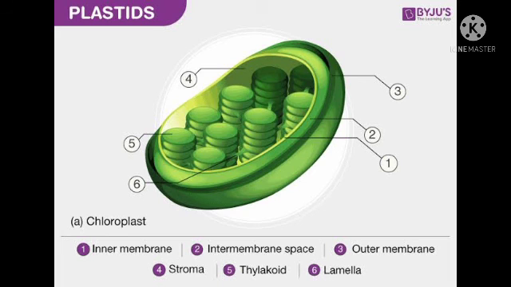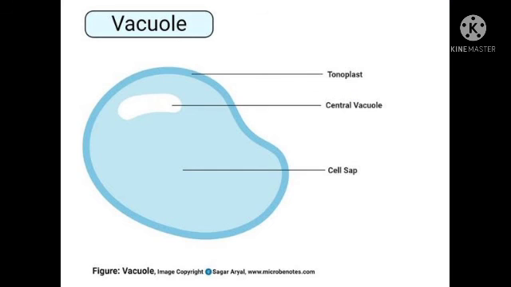Next we are going to see the next cell organelle. The next cell organelle is vacuoles. You can see here some balloon-like structures. This is called a vacuole. It looks like sacs or cavities. Those vacuoles are fully filled with a fluid called cell sap.